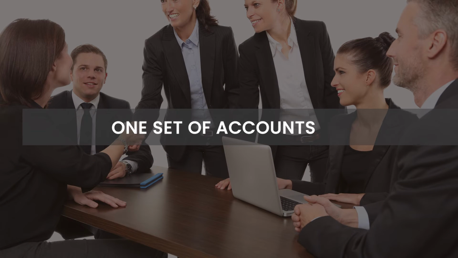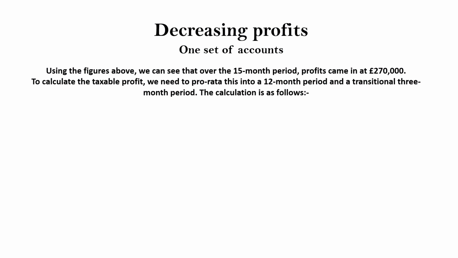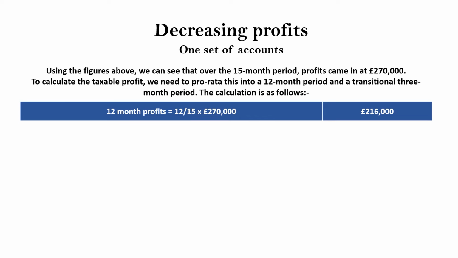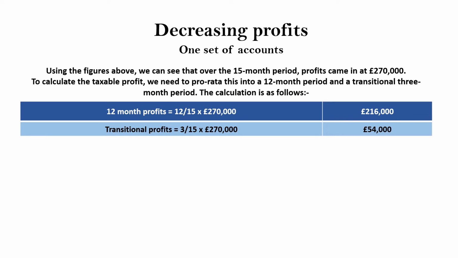One set of accounts. Using the figures above, we can see that over the 15-month period, profits came in at £270,000. To calculate the taxable profit, we need to pro-rata this into a 12-month period and a transitional 3-month period. The calculation is as follows. 12 months profits equals 12/15 times £270,000, which equals £216,000. Transitional profits equals 3/15 times £270,000, which equals £54,000.